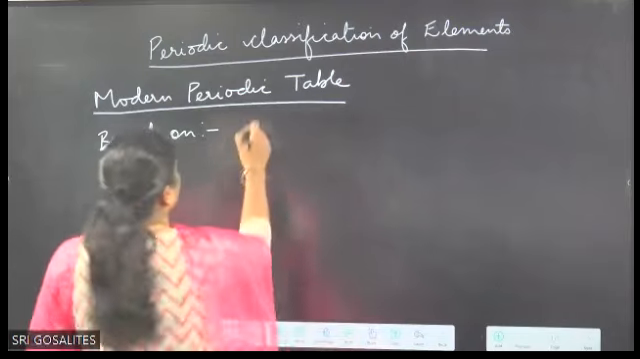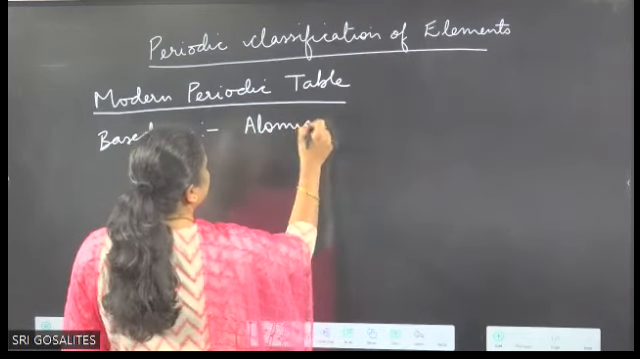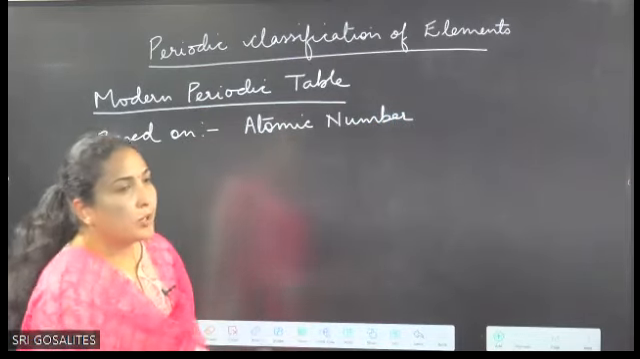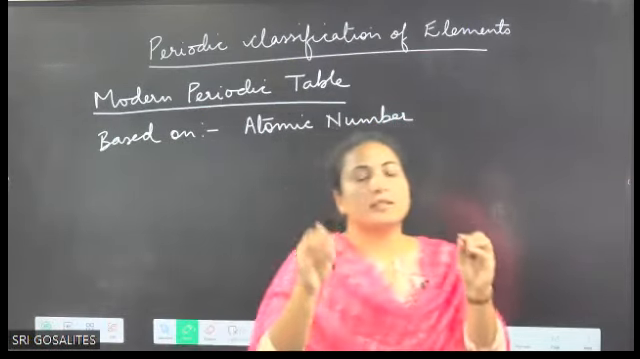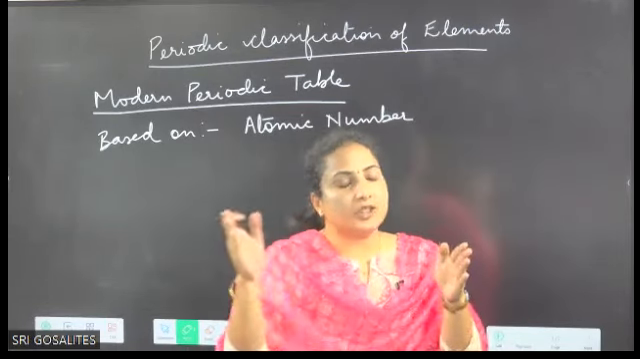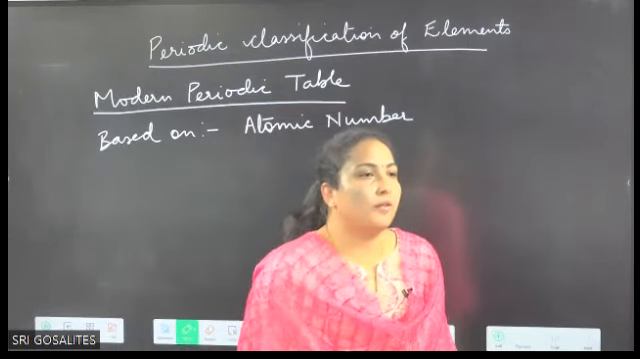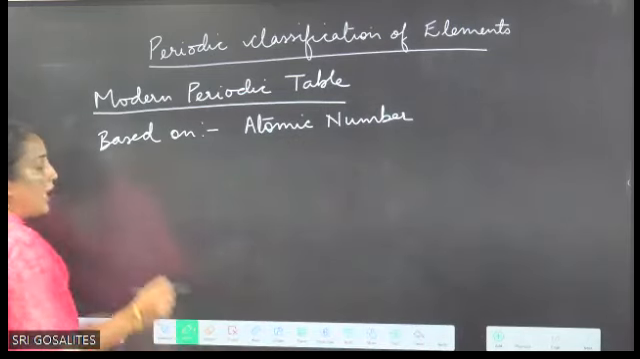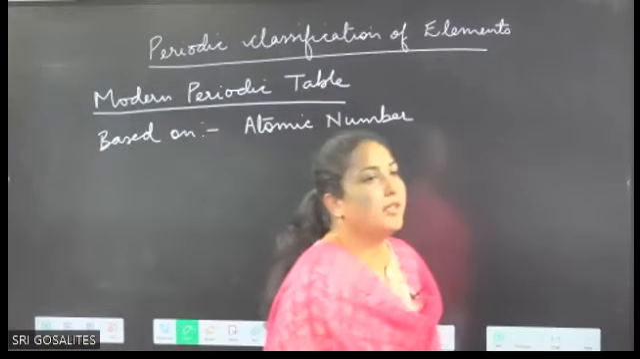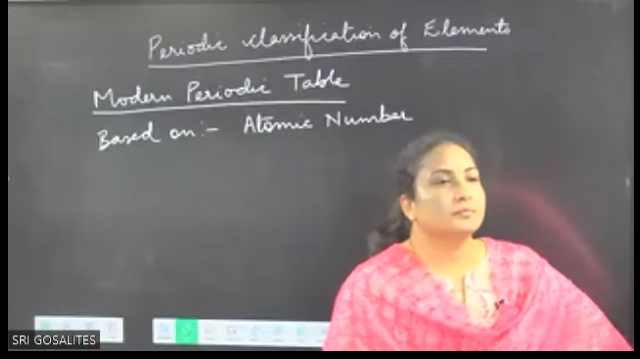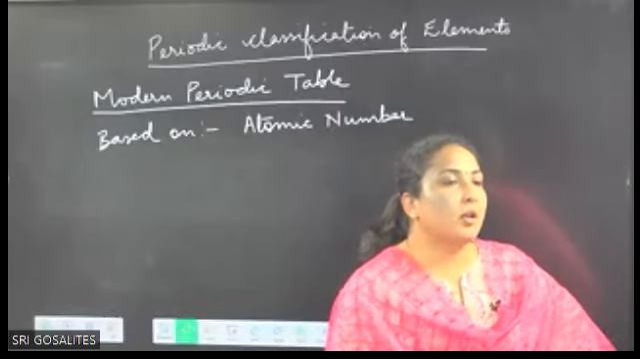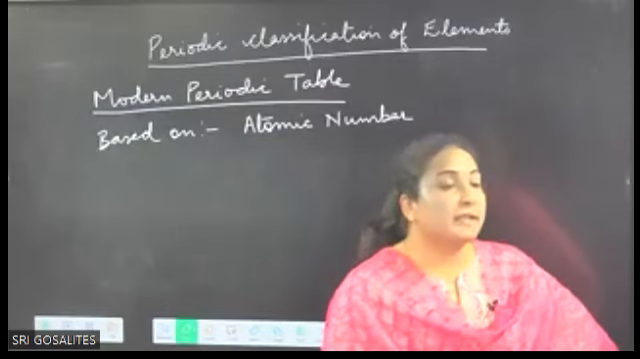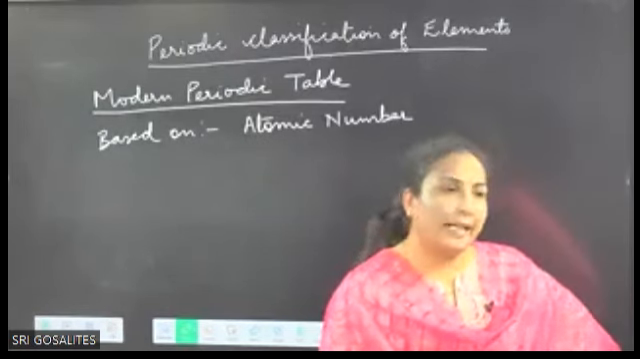It is based upon atomic number. So basically, when you are arranging the elements in this periodic table, you are arranging them according to increasing order of their atomic number, right? Now, how many groups and how many periods are there in the periodic table? There are basically 7 periods and 18 groups.